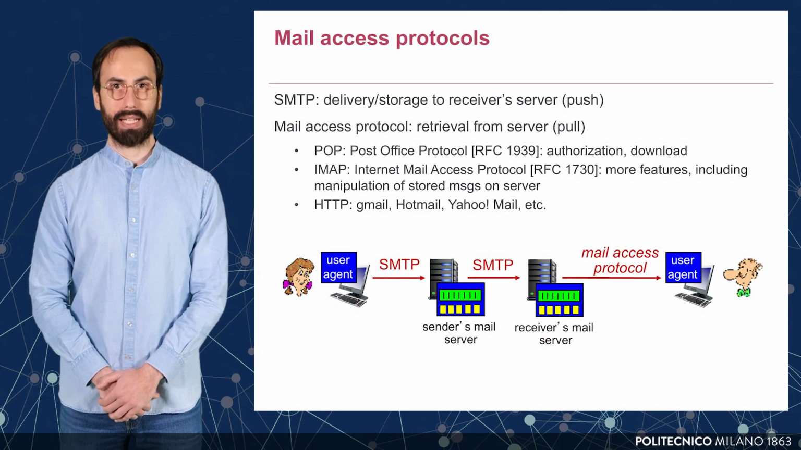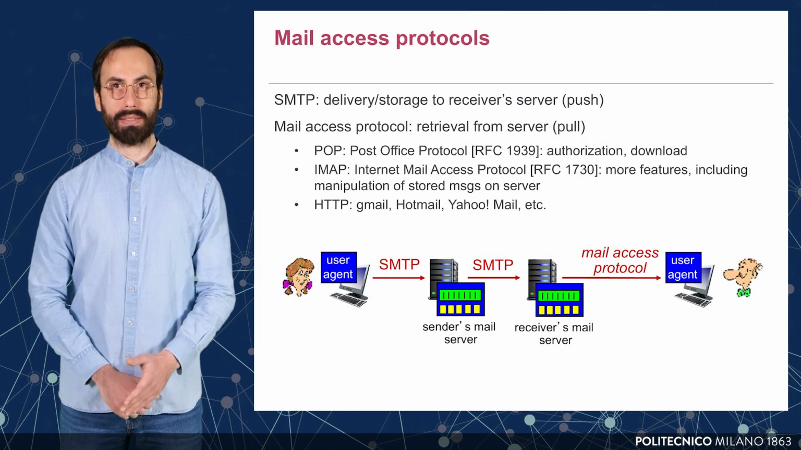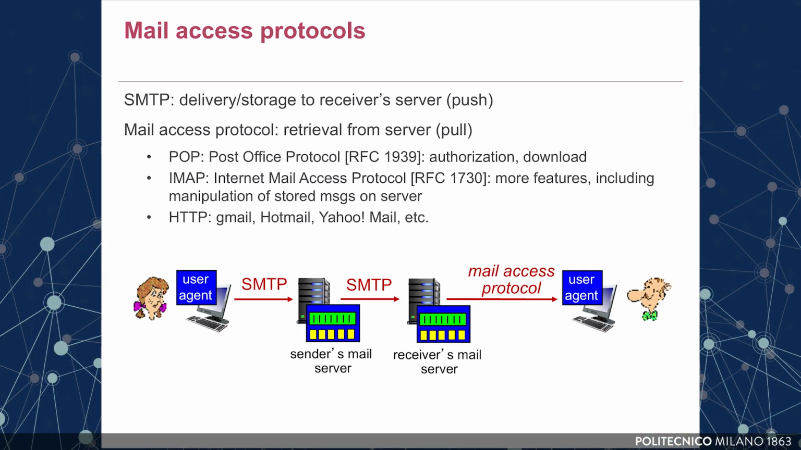While SMTP handles the delivery of email to a recipient's mail server, mail access protocols like POP3 and IMAP are used to retrieve email from the server. POP3 is simpler and downloads the messages to your device, typically deleting them from the server, while IMAP provides more flexibility by keeping the email stored on the server and allowing users to organize them in folders.